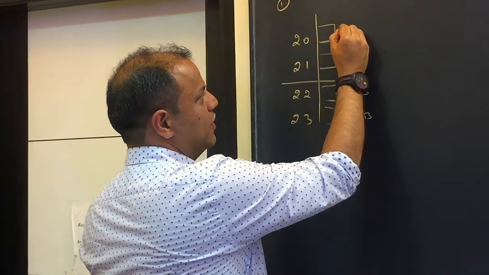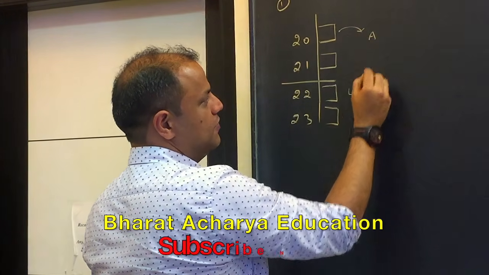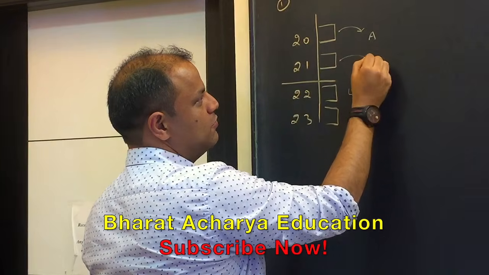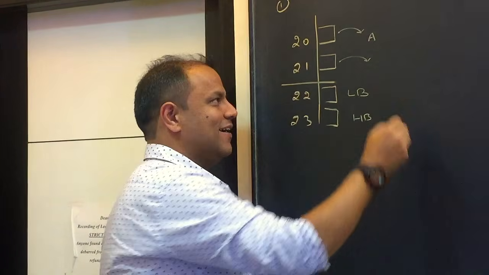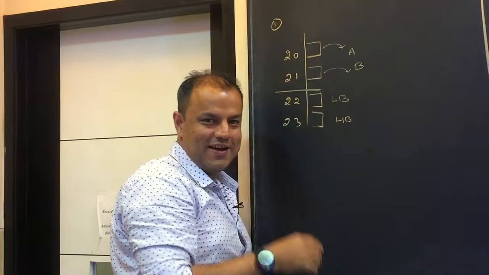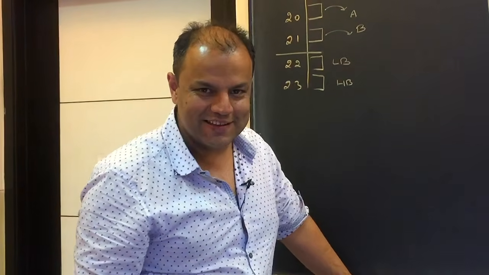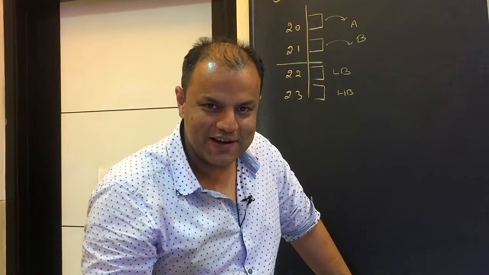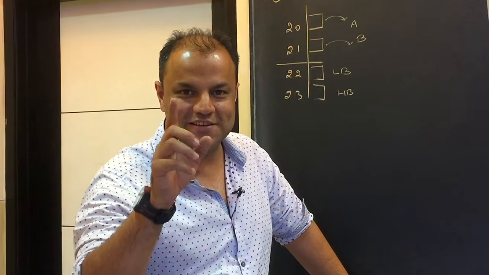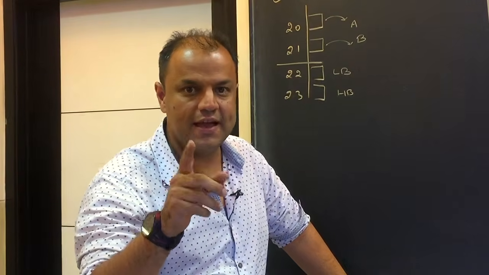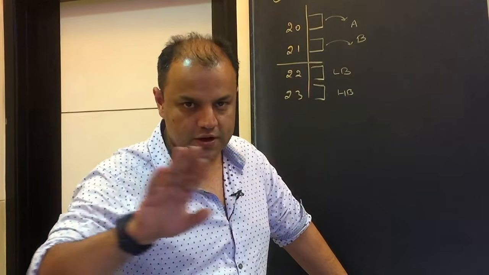Take the data of location 20 into A register. Take the data of location 21 into B register. Why? Because you intend to multiply them. Multiplication in 8051 happens only using one instruction, MUL AB. You want to multiply two registers, two numbers, they have to be in A and B registers. There is no other option.